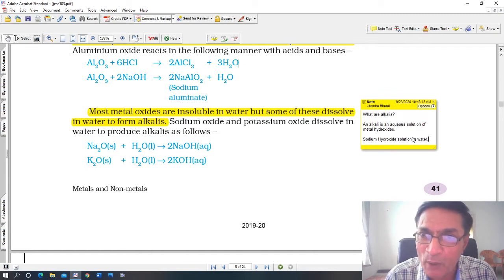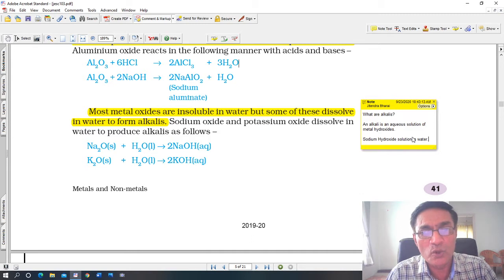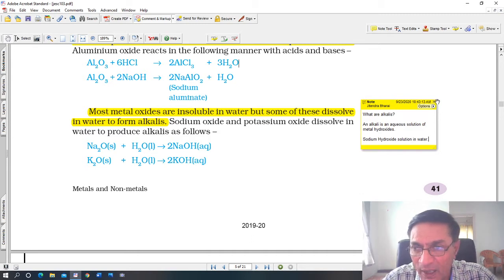सोडियम हाइड्रोक्साइड पाउडर फॉर्म में भी होता है, ड्राई पाउडर. उसको जैसे ही पानी में डिसॉल्व करते हैं, वो सोडियम हाइड्रोक्साइड का एक्वियस सॉल्यूशन बन जाता है. ओके, दैट इज एन अल्कली.